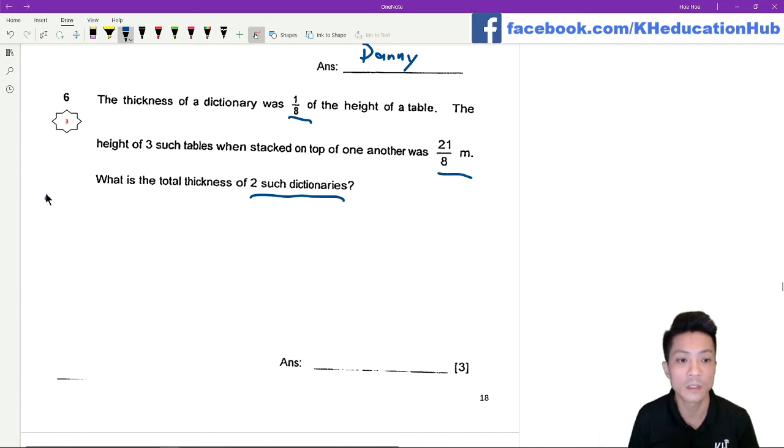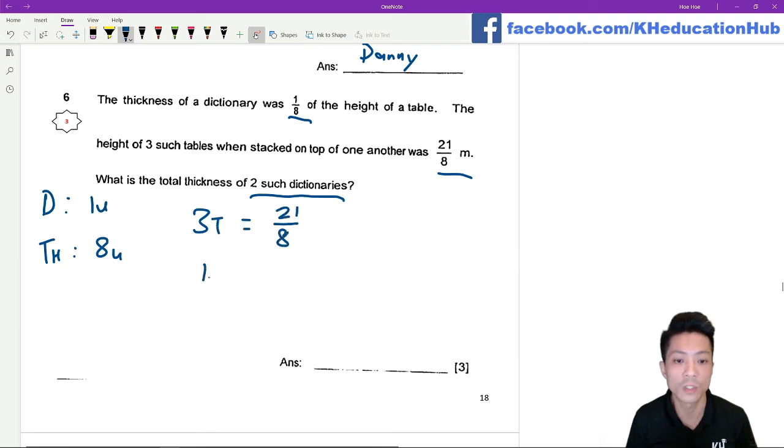Okay, so let's write down. Thickness of the dictionary is 1 over 8 of the height, which means that the thickness is 1 unit, and then the height of the table is 8 units. The height of 3 tables is equal to 21 over 8, which means that 1 table is equal to 21 over 8 divided by 3, which will give me 7 over 8 meter.